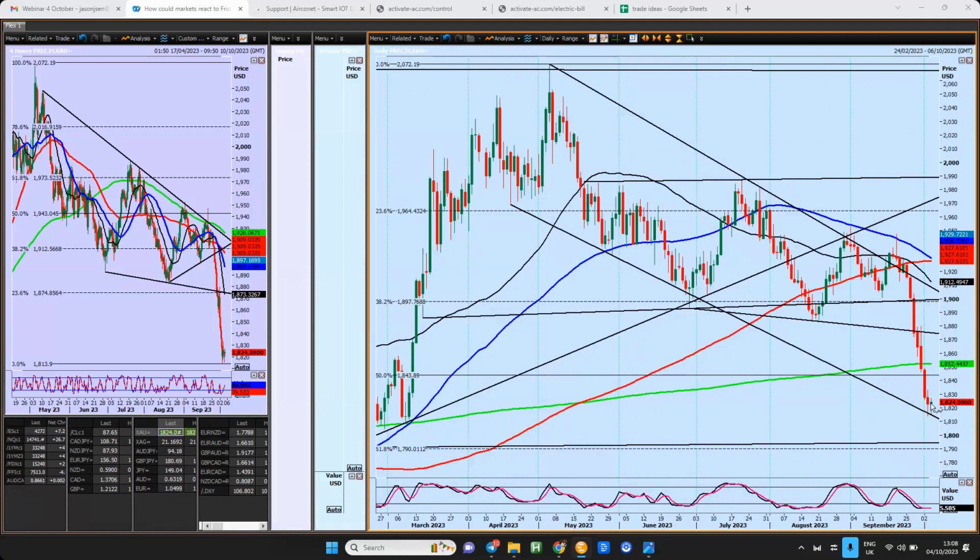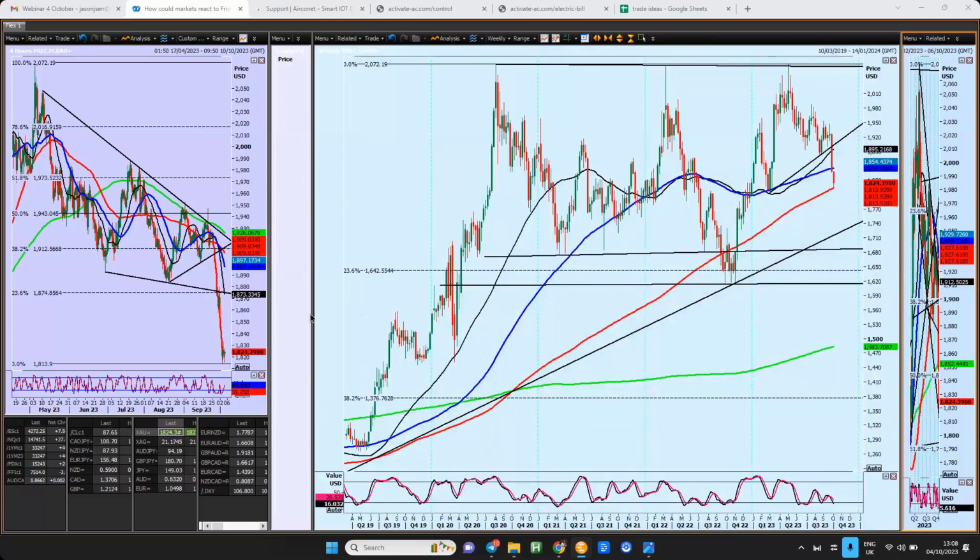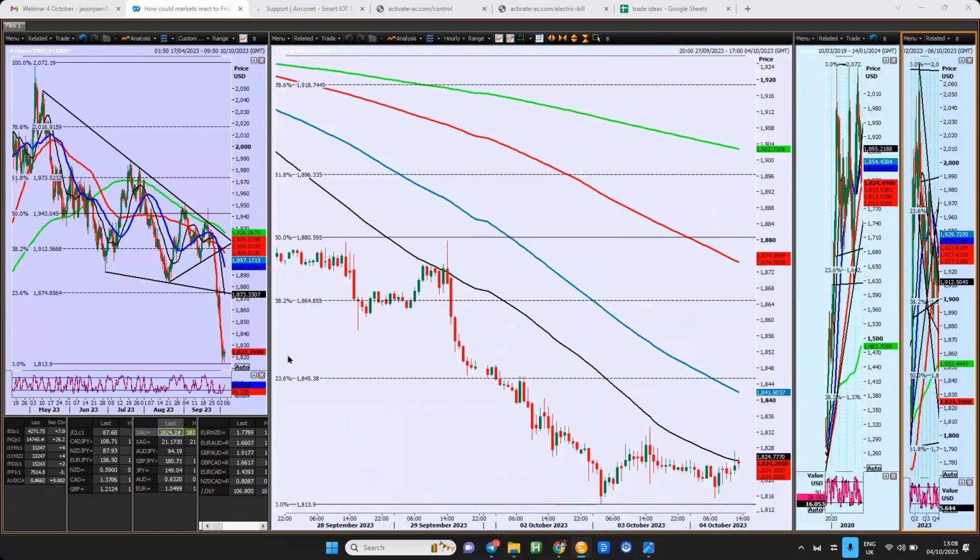I'm not sure if we've even touched that level today, have we? No, we've only got to 1815 and a half. So I think that there is a good chance of a recovery now in gold. I'm not talking about a bull trend that's going to be sustained. I'm talking about a bounce that I would be happy to sell a short position into when we get to resistance.